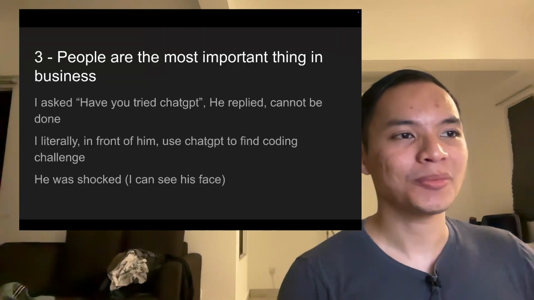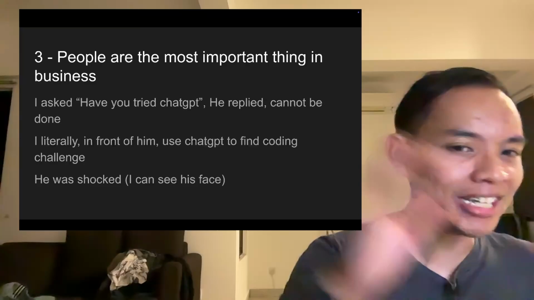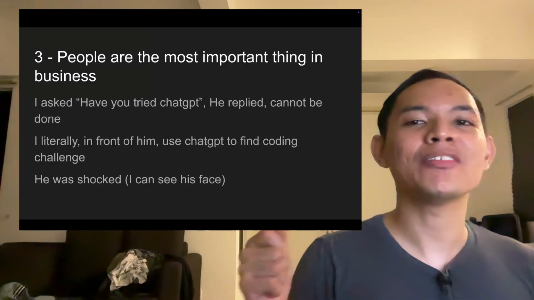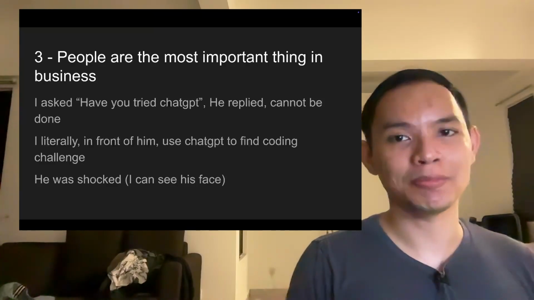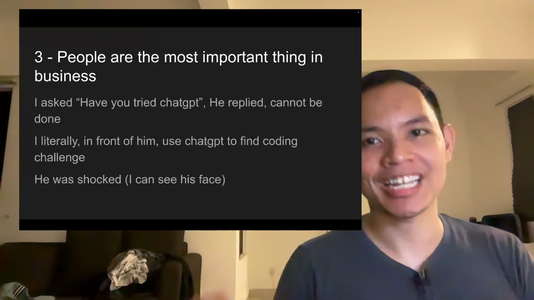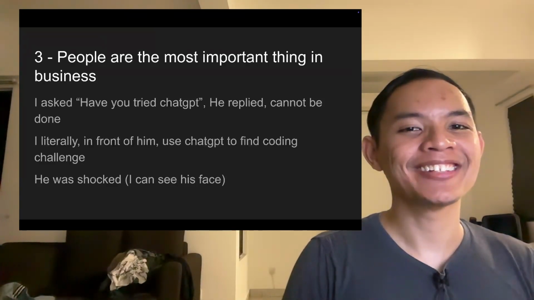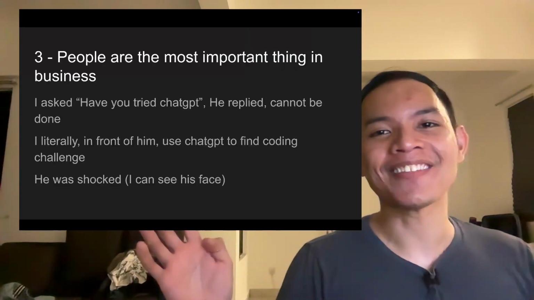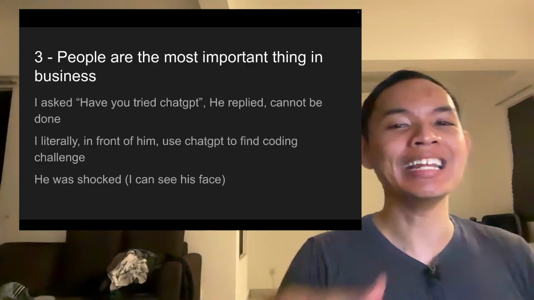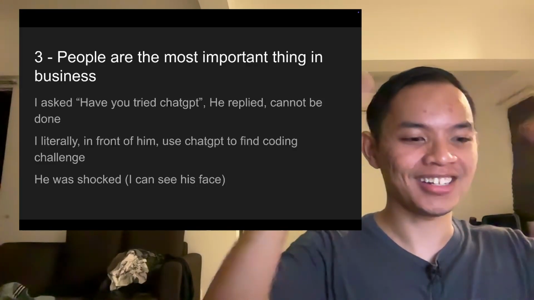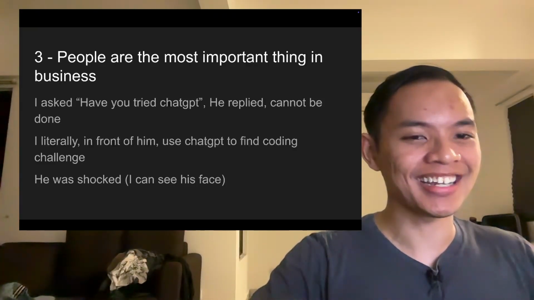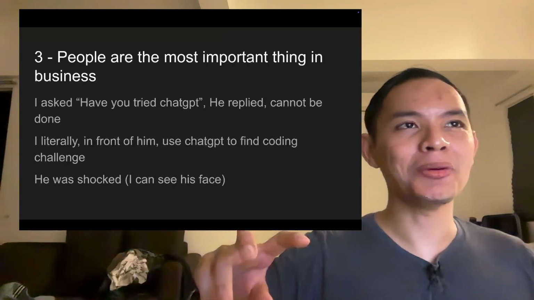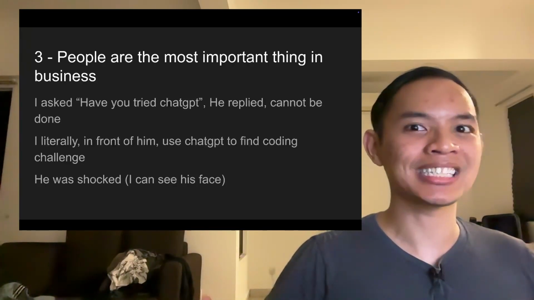It's like, wait, but have you done it? And it's like, no. Okay. So what I did was I took my laptop and literally in front of him, I used ChatGPT to find the coding challenge. He wasn't shocked, but I could see in his face that he was like, oh shit, my belief that it cannot be done actually can be done. And now he sees that it will take maybe at most 1 hour to get this done.